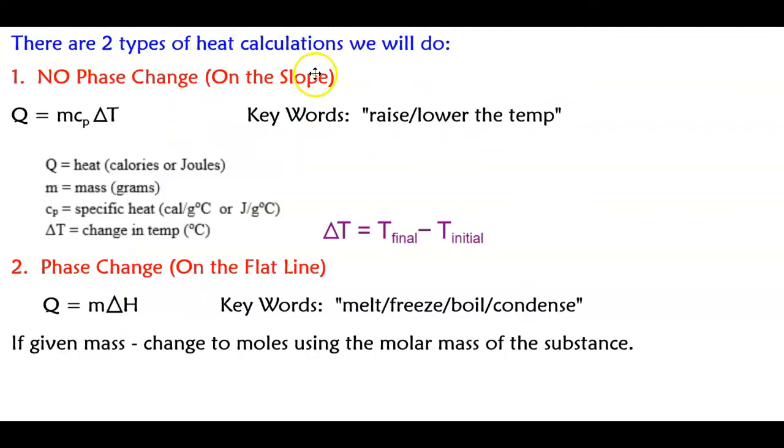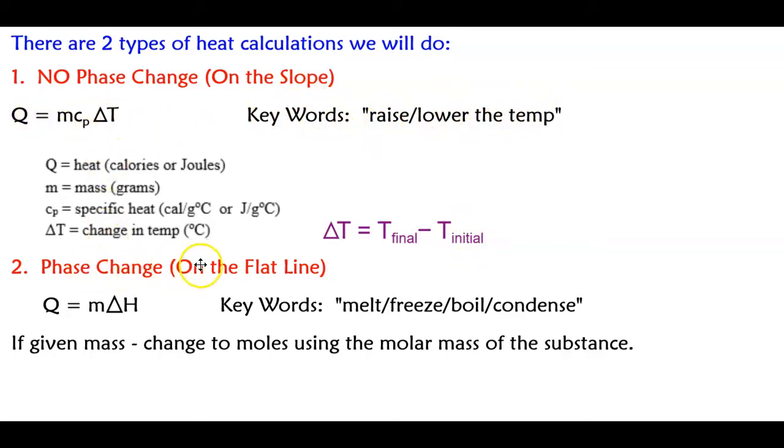So there are two types of heat calculations. No phase change means on the slope, and you're going to use Q, which stands for heat, equals m, which is mass, times Cp, which is the specific heat of your substance, times delta T, which is the change in temperature. Delta T is calculated by taking the final temperature minus the initial temperature. So when you see keywords like raise or lower the temperature, you're going to use this equation.